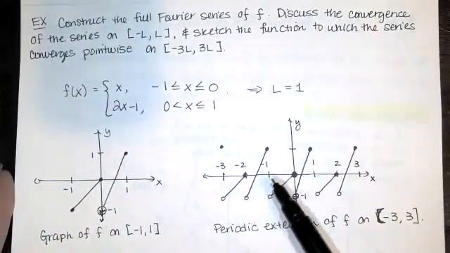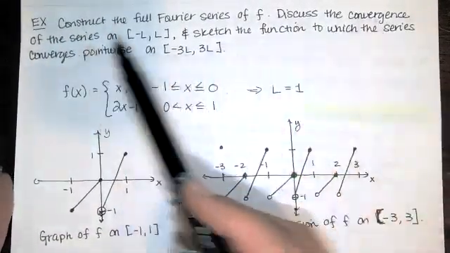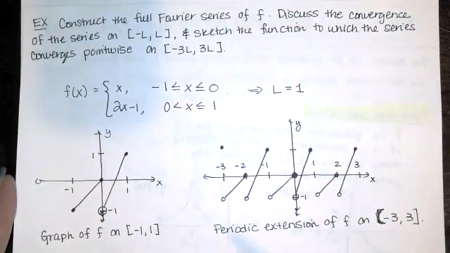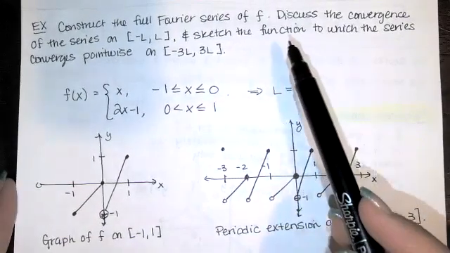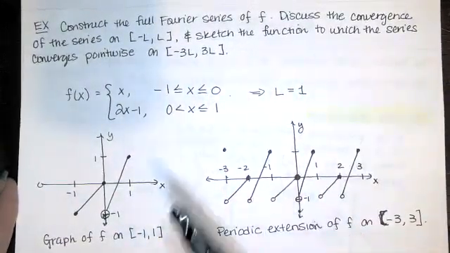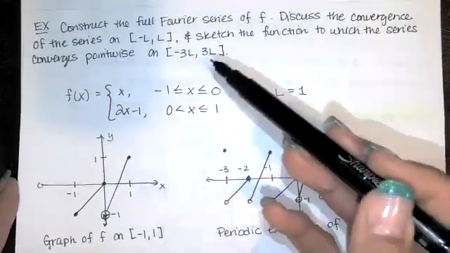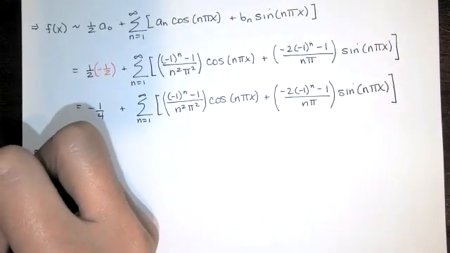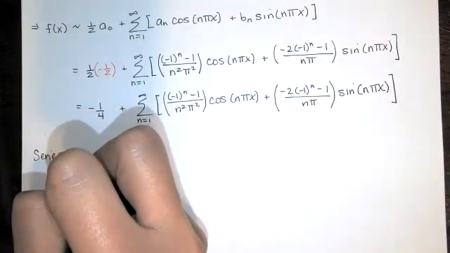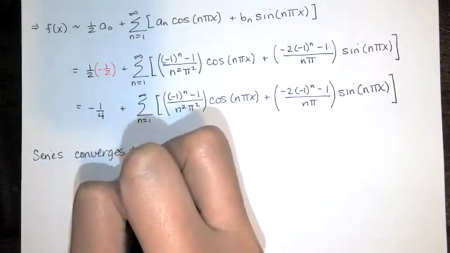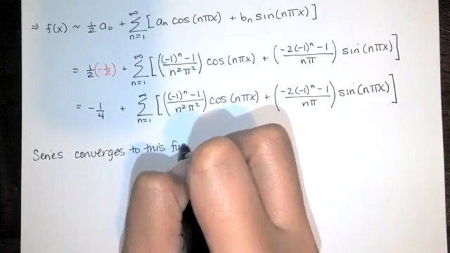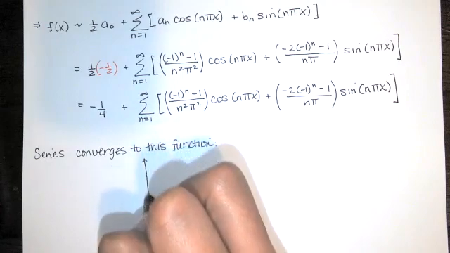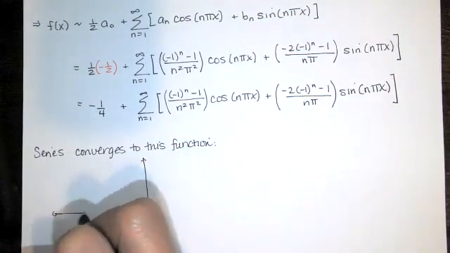So our series converges to, let's draw this periodic extension plus the extra points for the discontinuities. We want the function to which the series converges pointwise on the interval from -L to L, or -3L to 3L. In this case, L is 1, so from -3 to 3. So we'll say the series converges to this function. And it's very similar to the periodic extension of f, but we've got some extra points in there.